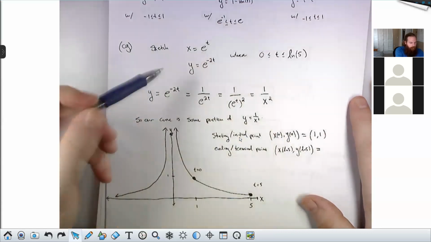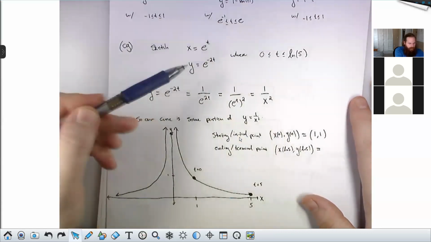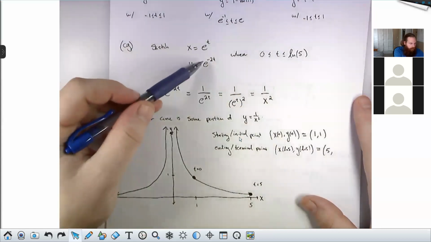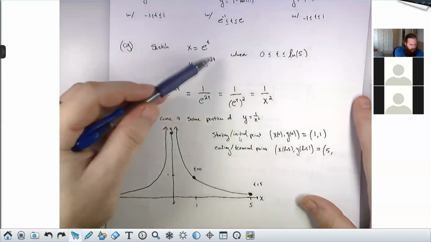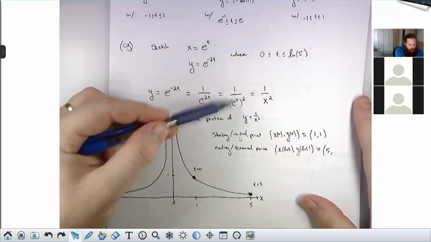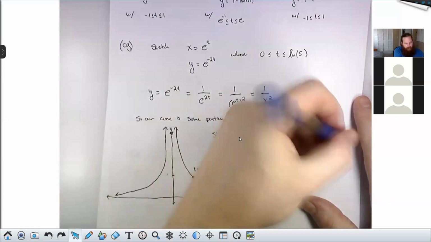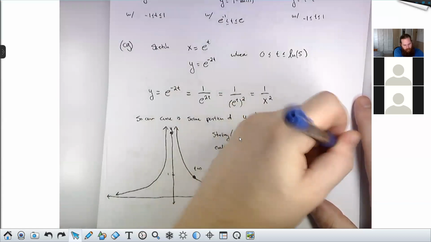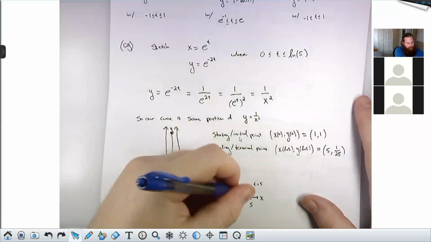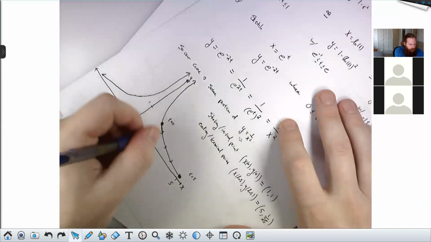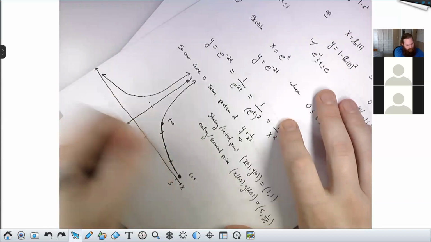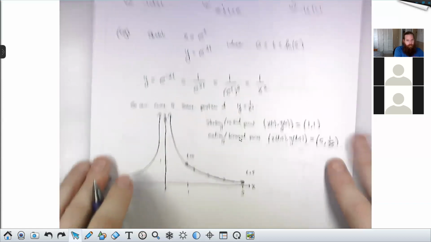If I plug ln5 into the x equation, I get e to the ln5, which is 5. And here I'll get e to the negative 2 times ln5. It's easier if you think about it like this. It's 1 over e to the ln5, all squared. It's 1 over 25. And so I'm traveling like this. I set my ant down there. He walks along just this portion. Like that.